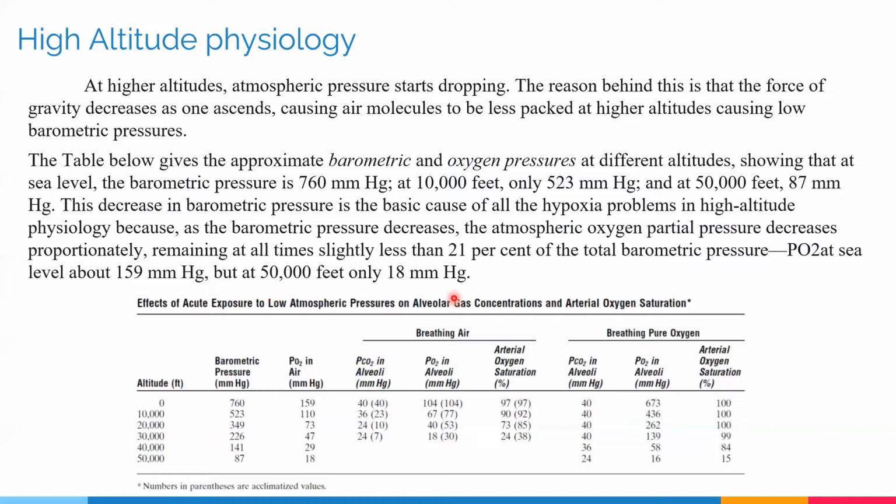Thus what we get from this slide is that since partial pressure of oxygen is a percentage of the total barometric pressure, as the total barometric pressure drops as we ascend in altitude, the partial pressure of oxygen also drops, and it can reduce to a quite low value of 18 millimeters of mercury as we rise up to heights of 50,000 feet. This low partial pressure of oxygen is what causes the hypoxia or low oxygen level conditions, which affect the high altitude physiology.